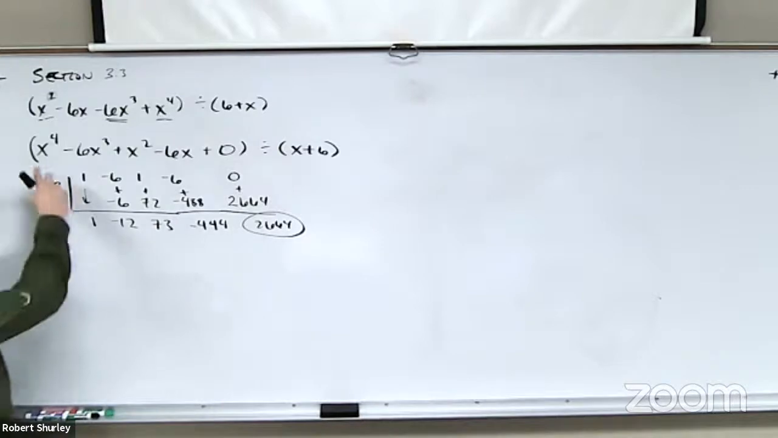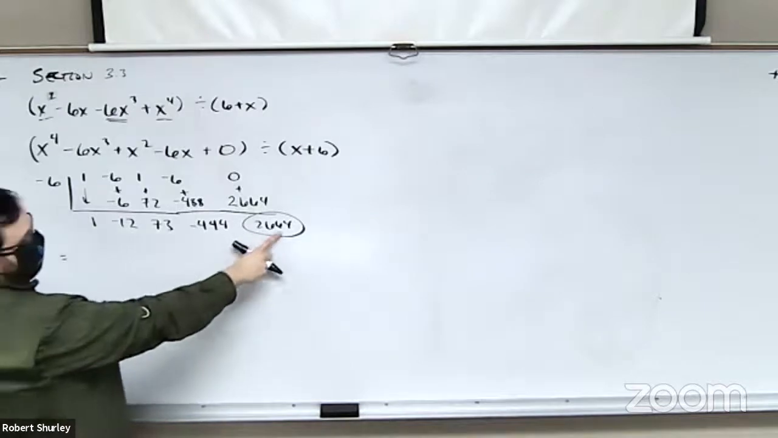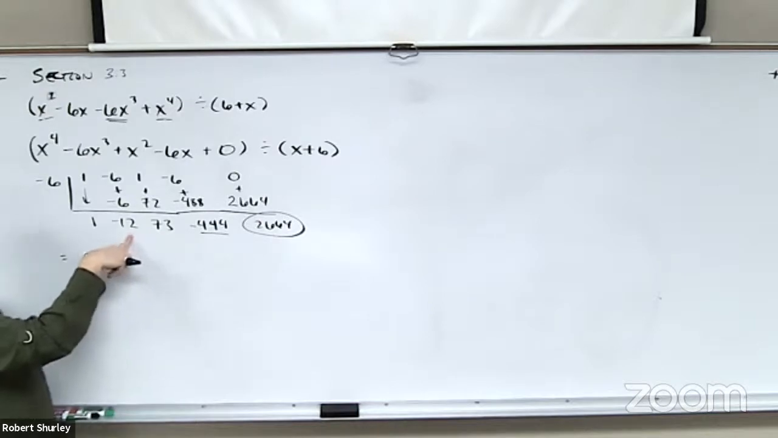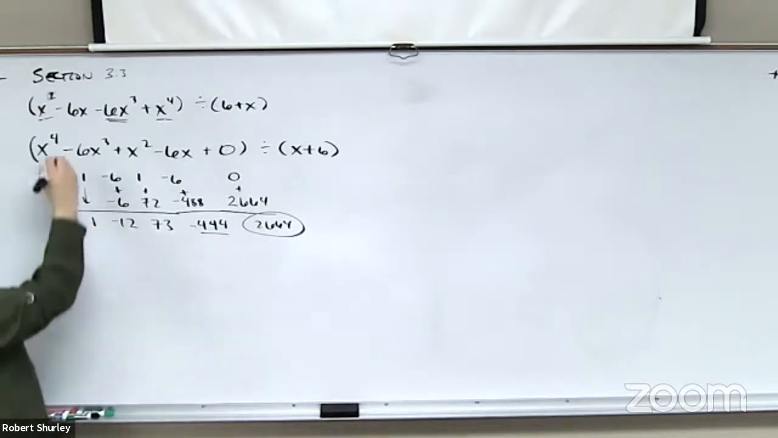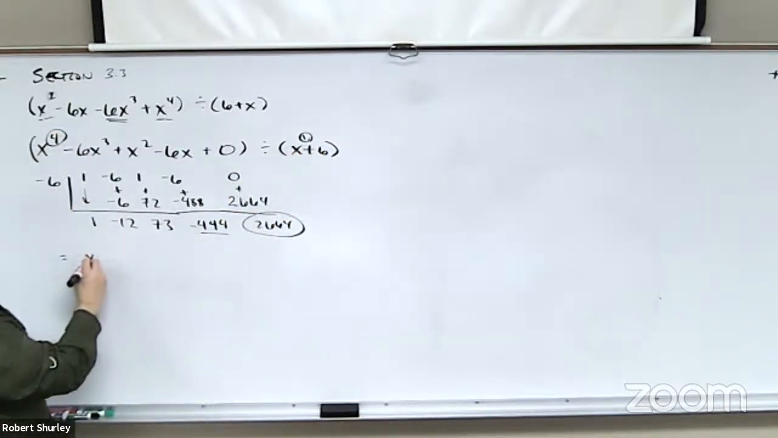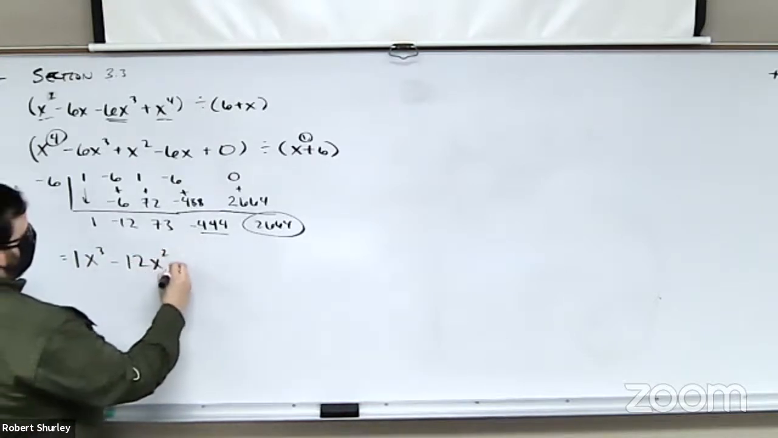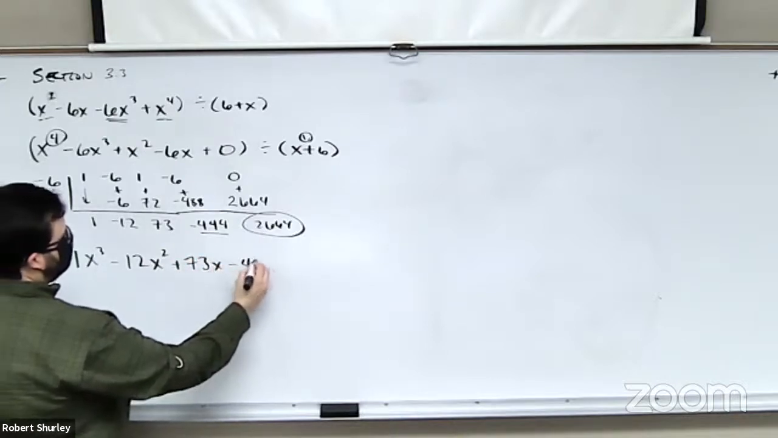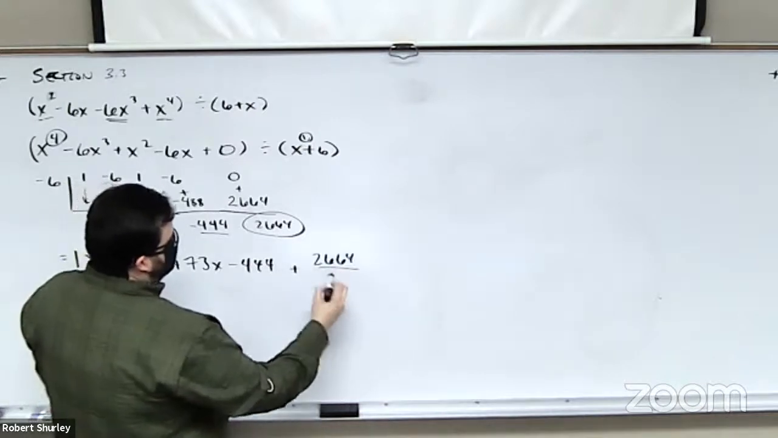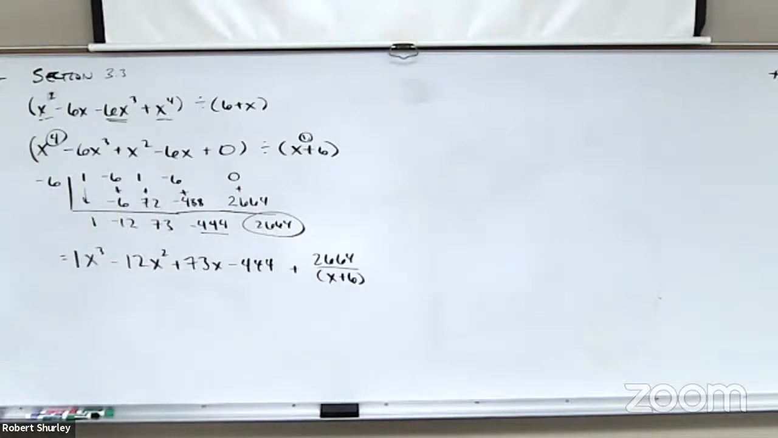So what we found is this, or you can go back to the original, is equal to, now let's think about this. If that's our remainder, here's our constant, here's our x, here's our x squared, and this one's an x cubed, which makes sense because we had a 4th degree divided by a 1st degree. That leaves you with 1x cubed. The 1 minus 12x squared plus 73x minus 444 plus, now we've got remainder over divisor. Pretty cool.